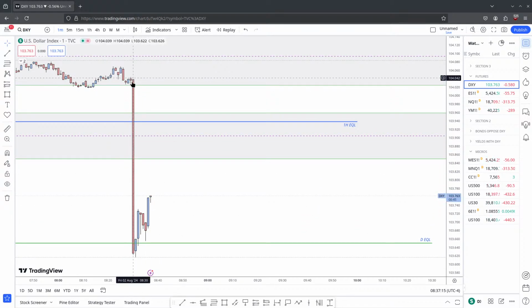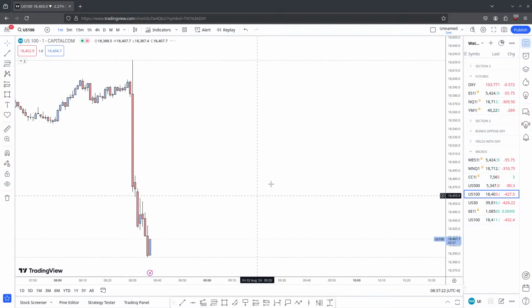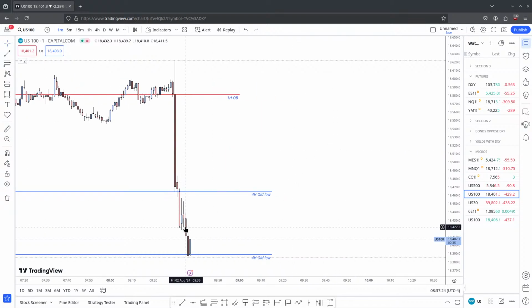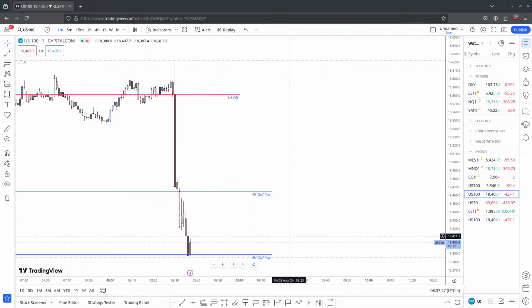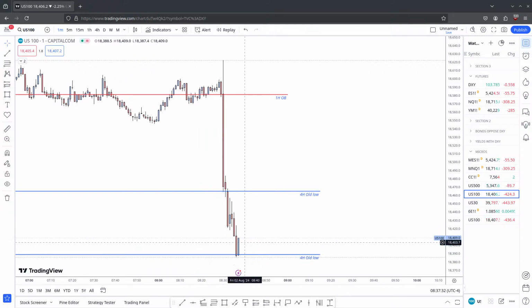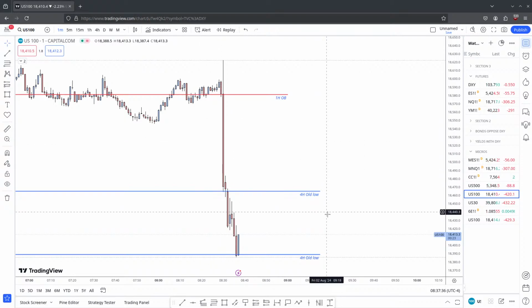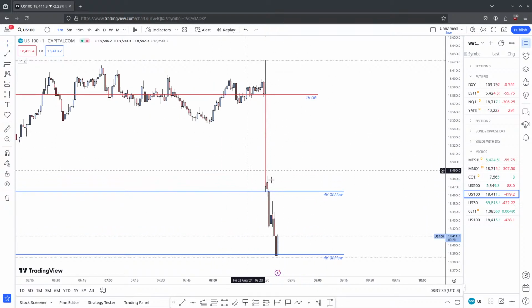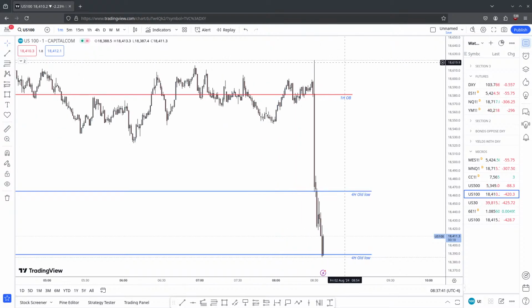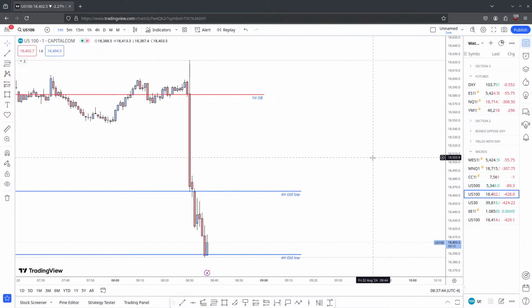Now, since we have this massive imbalance here, we do have a higher time frame level, which is the 4-hour low. We could get retracements back into this. And then from this area, we could see something up into these highs. Look, classic liquidity voids, and then we trade up higher into these liquidity voids.